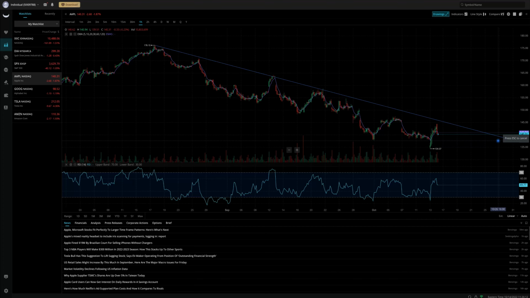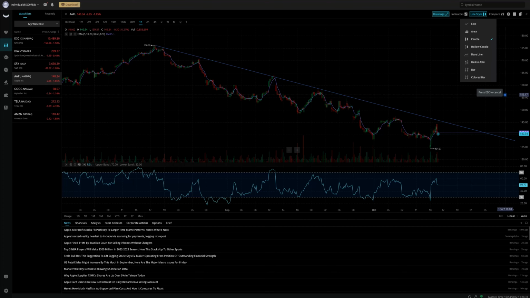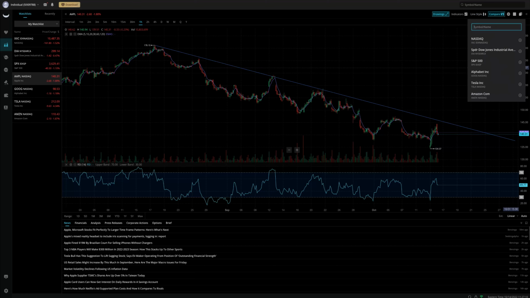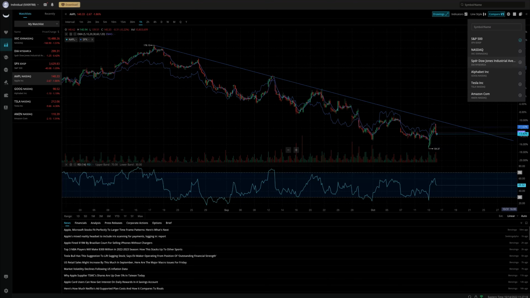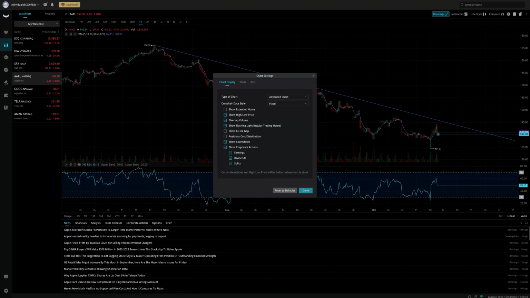To change the style of your chart, click Line Style, and from there pick the ones that work best for you. Last, you can compare the stock in your chart with other stocks, sectors, or indexes as we just mentioned. I am comparing Apple to the S&P 500. The blue line on the chart is the S&P 500. And as you can see, they are quite identical. To remove it, click the ticker. Next to it you have the setting icons, which will allow you to make further changes to your chart.